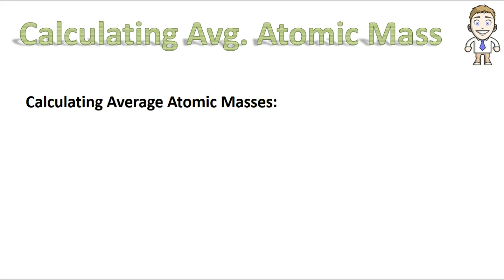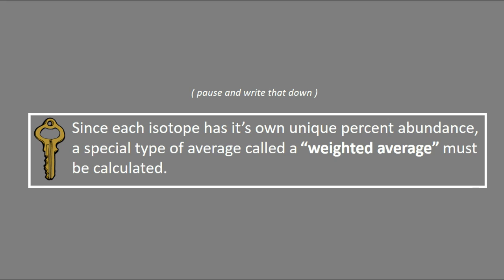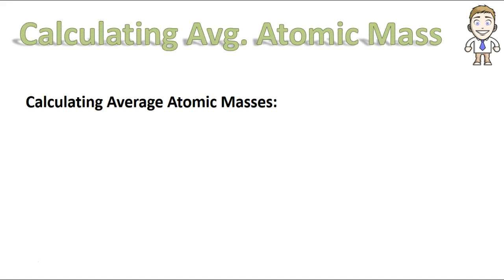Knowing all that, you're ready to actually look at the calculation itself. Just keep one thing in mind. If you're saying to yourself, great, I already know how to calculate an average, most people do. Just hold on a second, because this is not your typical average. It's called a weighted average. And the weighted average takes into account each isotope's unique percent abundance. So that's really what we're going to go over, is how to calculate a weighted average.